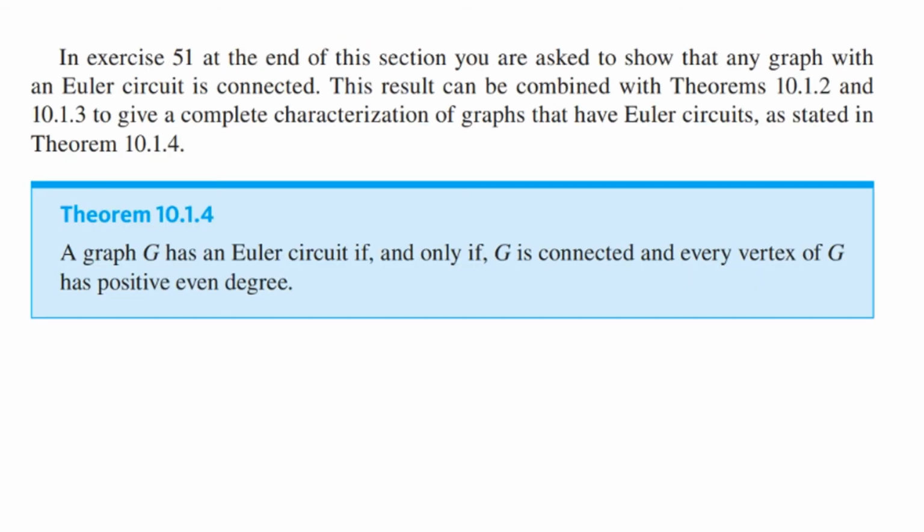It is easy to show that any graph with an Euler circuit is connected, and so if you take that kind of trivial result with the results of the theorem that we just did, we do have an if and only if. A graph G has an Euler circuit if and only if G is connected and every vertex has positive even degree.